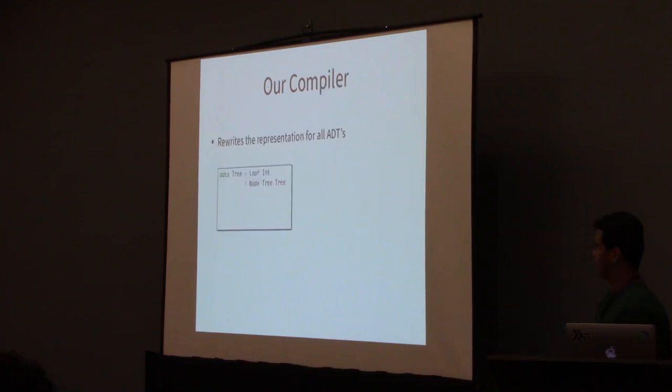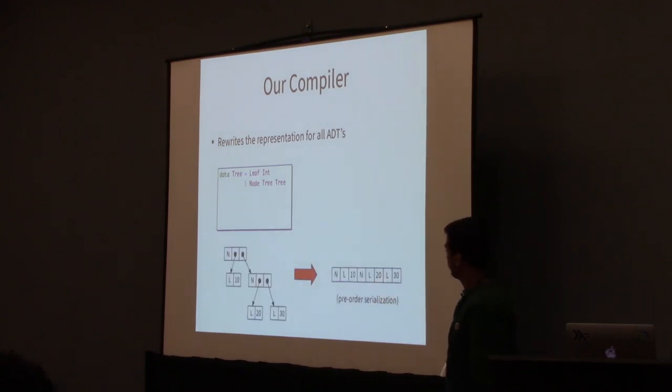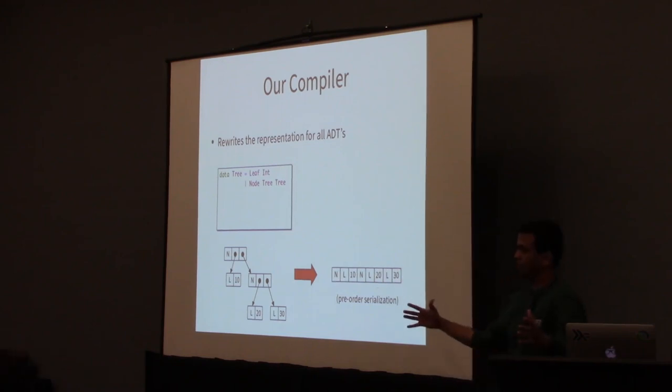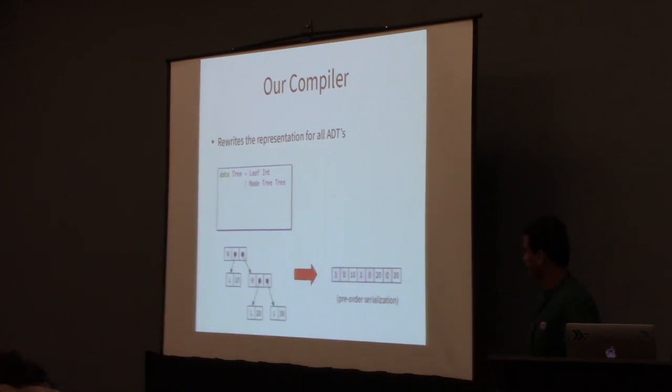So what is the representation that we use? So if you have a tree data type like this, instead of representing it with pointers, we use a pre-order serialization where the nodes and leaves are sort of stored in one compact buffer. This is not the correct size because the N and the L's in this image are actually just 1 byte tags, and we represent them as such. So the ones come from nodes and the zeros are leaves, and you store your data like this.